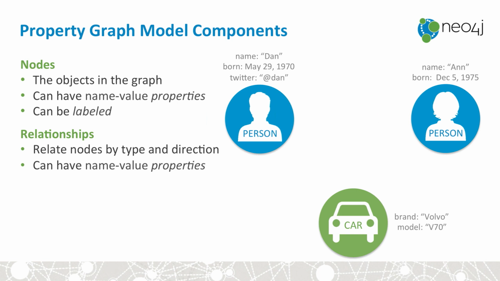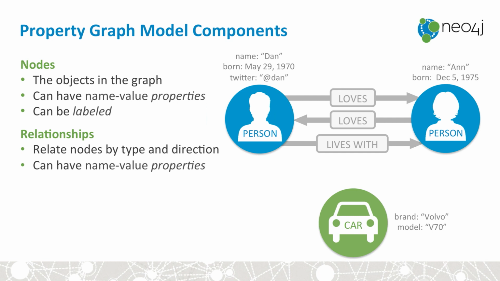And then you have the relationships. In this case, Dan loves Anne. And luckily, as life would have it, Anne also loves Dan. Luckily, that's not a one-way relationship here. But loves is the relationship, and those relationships can actually have properties as well. We can see here that Dan also lives with Anne. So you can have multiple relationships between the same nodes.